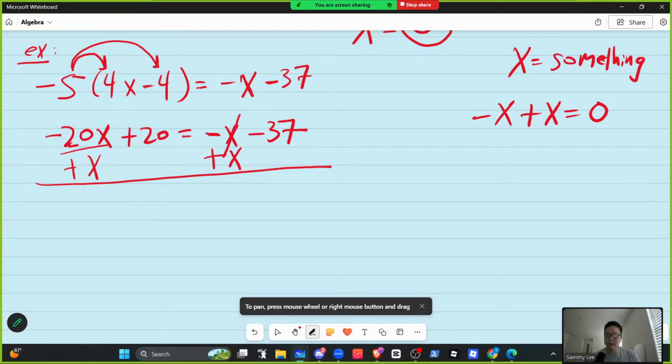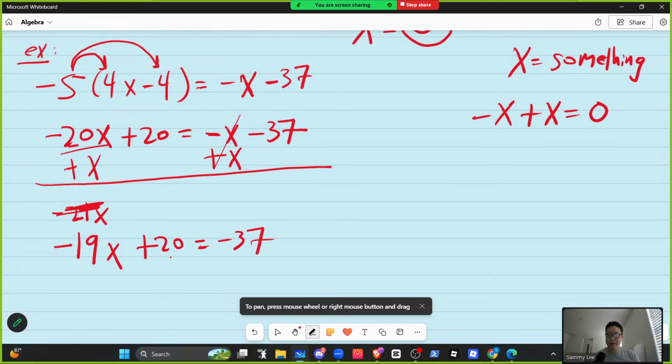So on the right, the x's cancel out. And on the left, we're going to be left with negative 21x, right? Because negative 20x and positive x is going to be negative 19x. And then we have plus 20 equals negative 37.